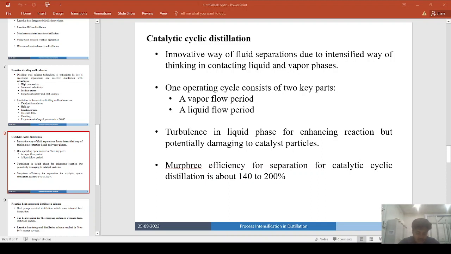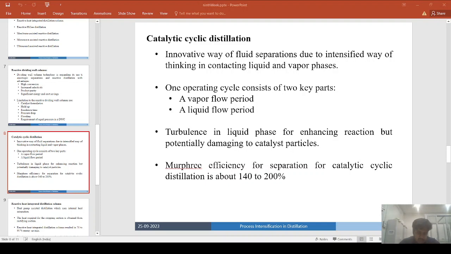Now, why is catalytic cyclic distillation important? Consider the internals used for cyclic distillation without and with solid catalyst on the tray. It is not that you can operate the catalytic cyclic distillation tower only with solid catalyst on the trays. It can be operated with and without solid catalysts on the tray.